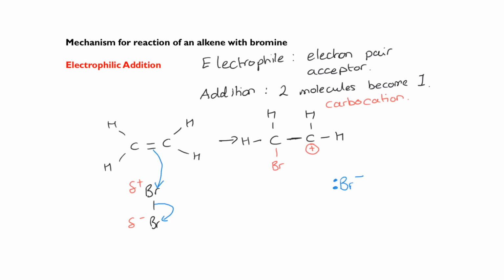So the next step of the mechanism is the bromide ion attacks the carbocation, which is positive. And again, the curly arrow must go from the lone pair of electrons specifically to this carbon atom here, which is positive. That will yield the product, which is our dibromoalkane or dibromoethane. Okay, so the two bromines are attached there.